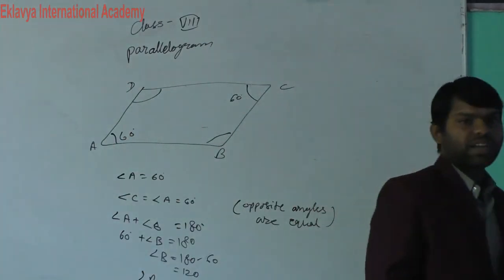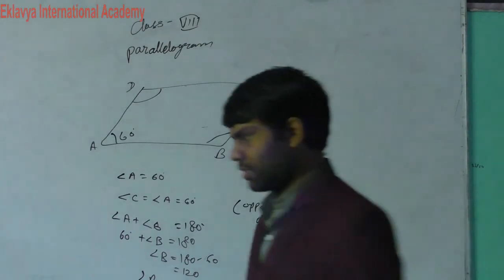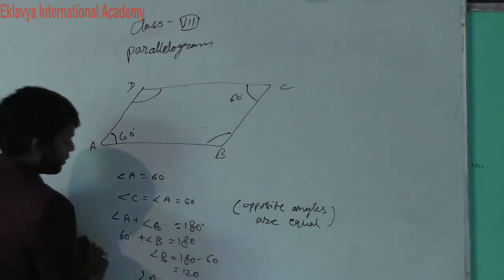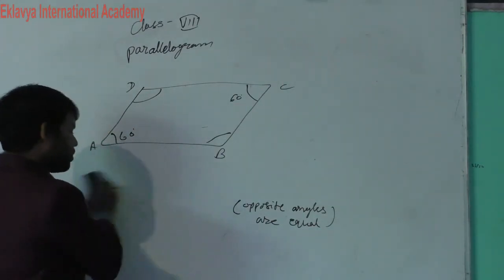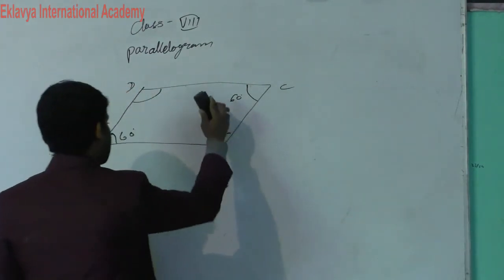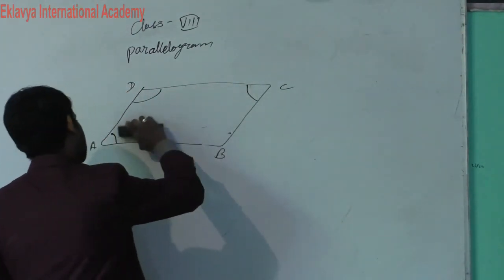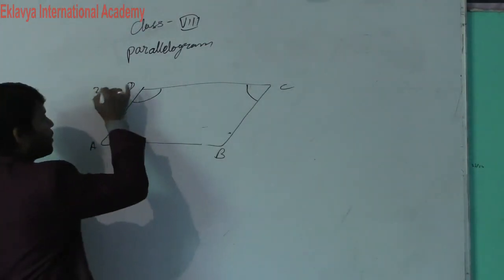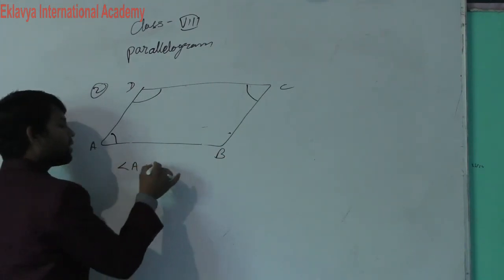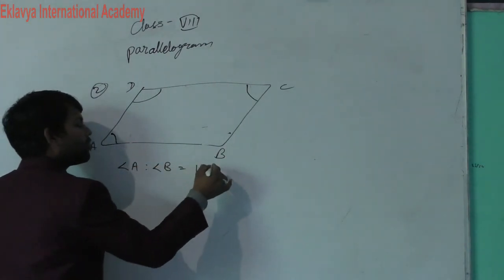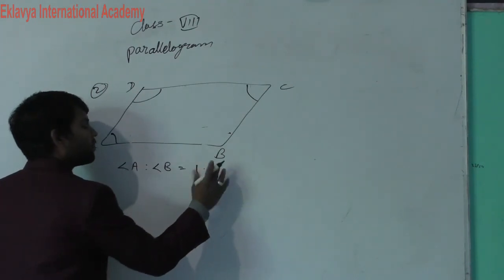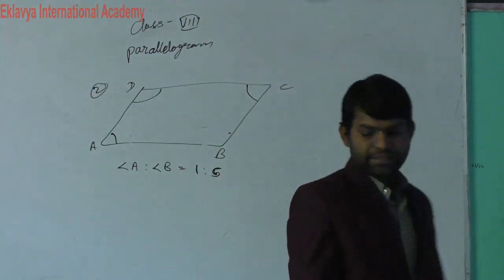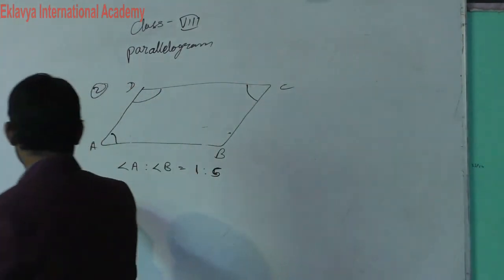If we have a question in the form of ratios, like this one our first question, now we will do the second question. Second question is that if angle A and angle B are in the ratio of 1:5, find the angles. Then let me assume first angle A.